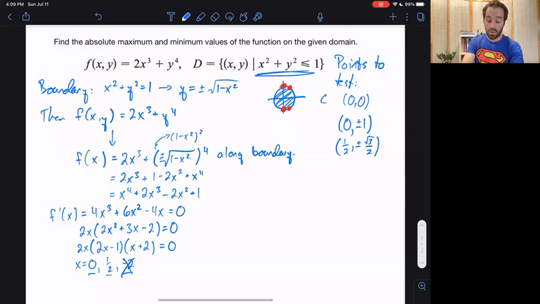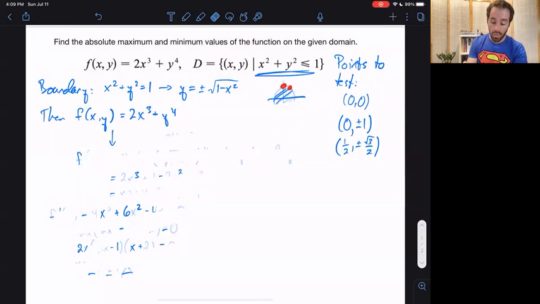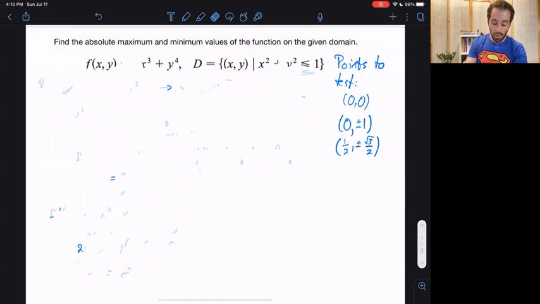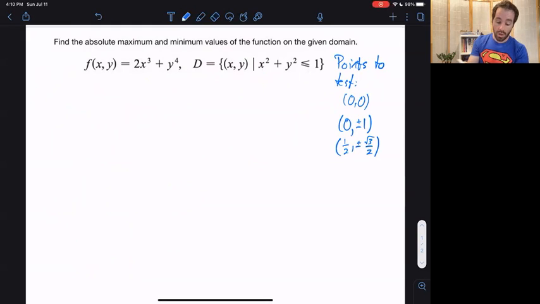Okay, now we have a complete list of points to test. We got the first one from critical points, and we got the second and third ones, which are really the second, third, fourth, and fifth ones, from this plugging in around the boundary. Now that we have the points to test, we can forget about all this stuff and just go and test these in the actual function. So, final test.